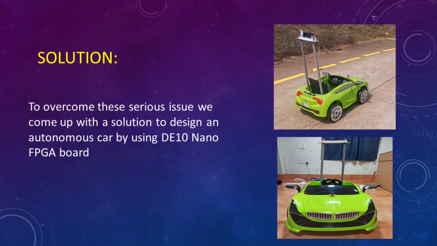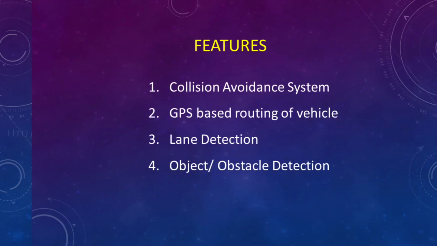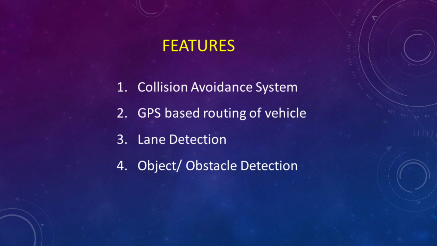To overcome these serious issues, we came up with a solution to design an autonomous car by using a DE10 Nano FPGA board. Here are the features that we implemented in our design: collision avoidance system, GPS based routing of vehicle, lane detection, object or obstacle detection.